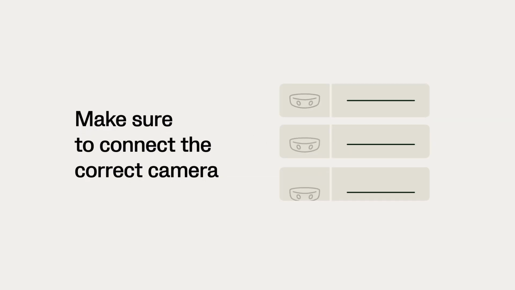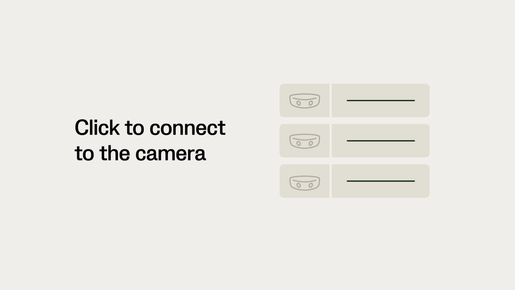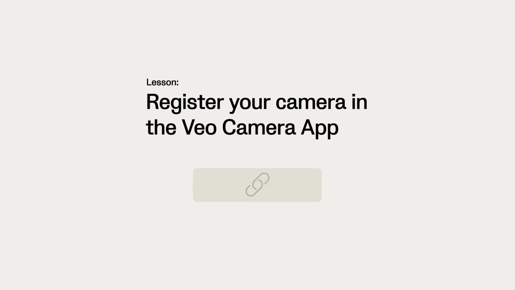If there are multiple cameras in the area, make sure that you're selecting the correct one. Once the camera appears in the list, click on it to connect the app to the camera. Note that if your camera is not registered yet, you will be asked to register your camera to your Clubhouse. To learn more about how to register your camera, watch the lesson Register Your Camera in the Veo Camera app in the course How to Get Started with Veo by clicking on the link below.